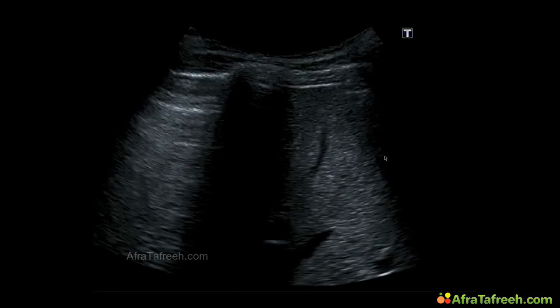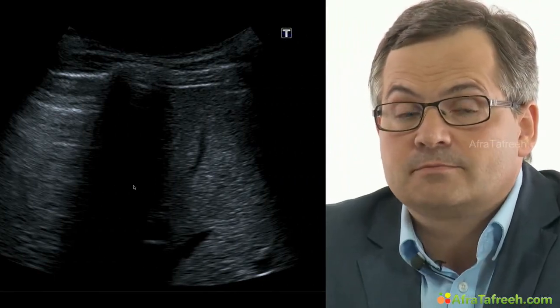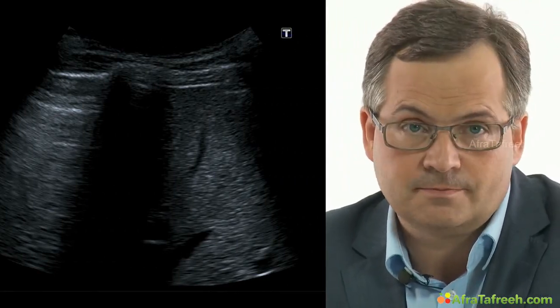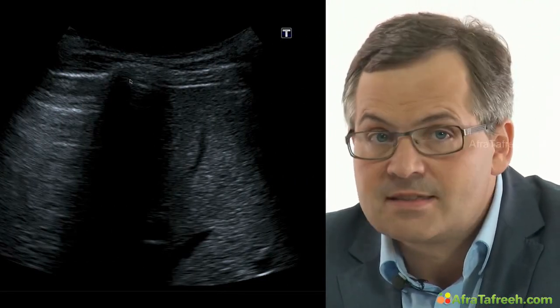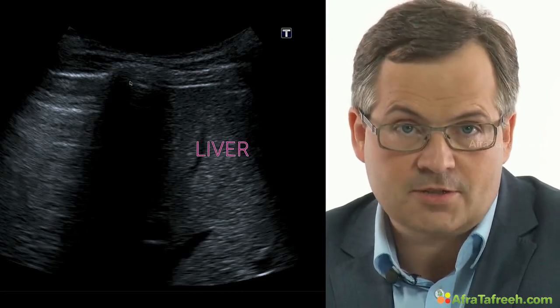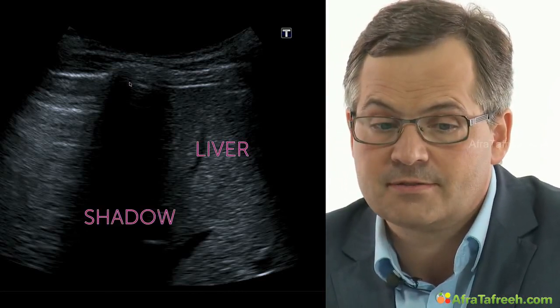Let's see some examples now. This picture shows us liver parenchyma on the right side of our picture, but in the center we see a black area, extinction of our ultrasound beam, the shadow behind a structure. Since the liver is hidden under the rib cage, the anatomic feature that causes our shadow over here is a rib.